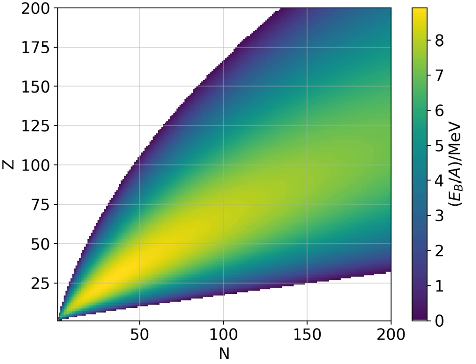Topic: asymmetry term. The term a_a (A−2Z)²/A, or 4a_a (A/2−Z)²/A, is known as the asymmetry term. Note that as A = N + Z, the parenthesized expression can be rewritten as N − Z.